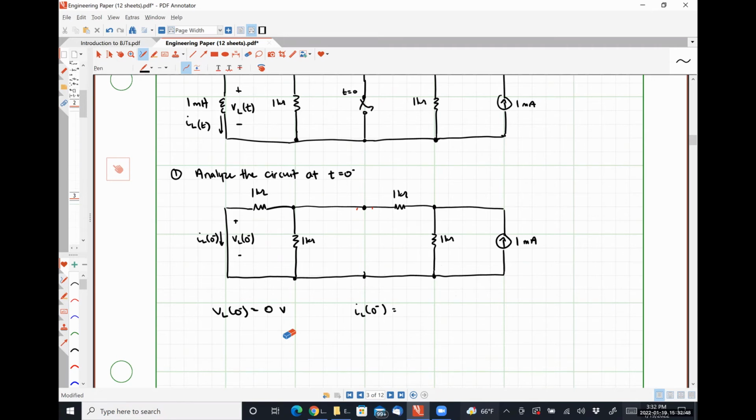We absolutely could do multiple applications of current division. What I mean by that is that we know some current, so we know that there's 1 milliamp flowing into this node, and that some amount of current is going to flow to the left through that 1 kilo ohm resistor. Whatever that current is, let's just call it, for the sake of argument, I sub x. I sub x is going to hit this node.